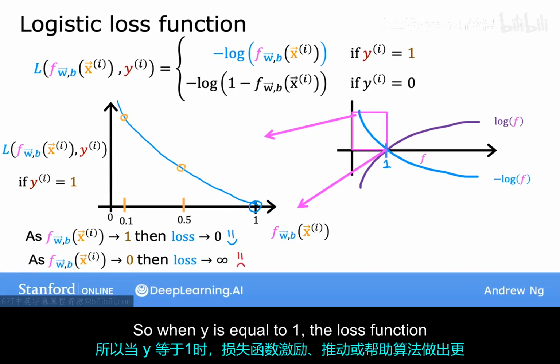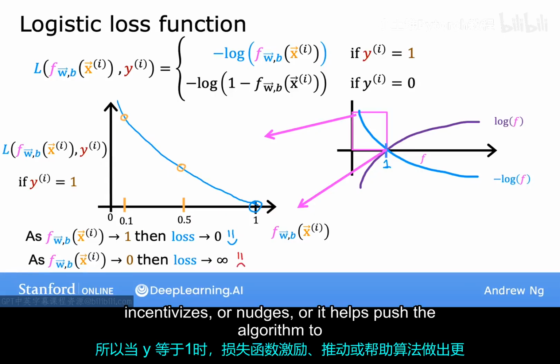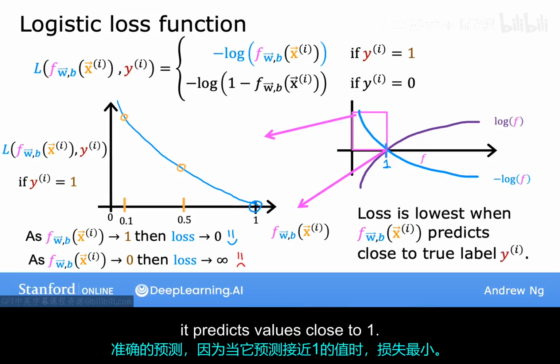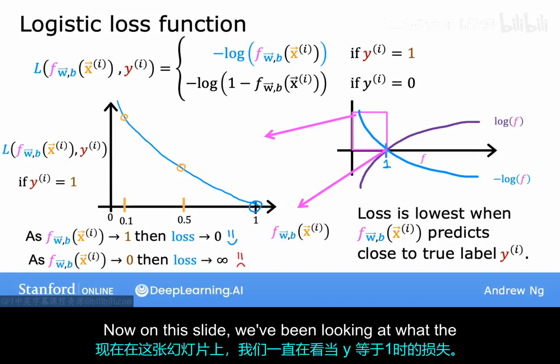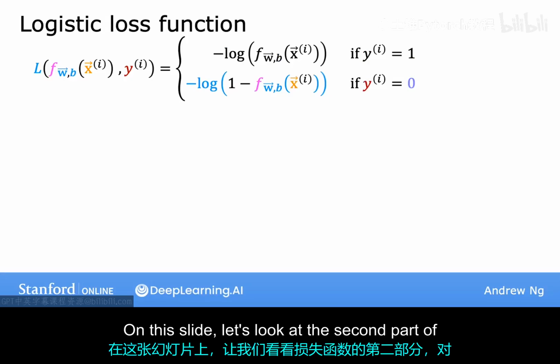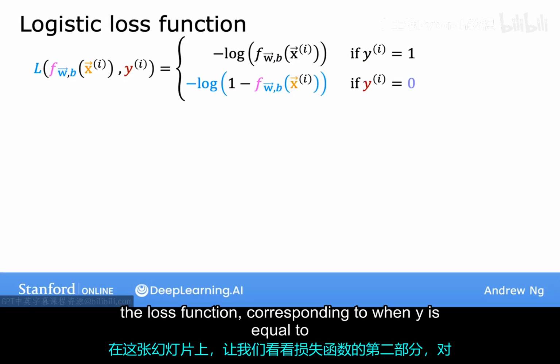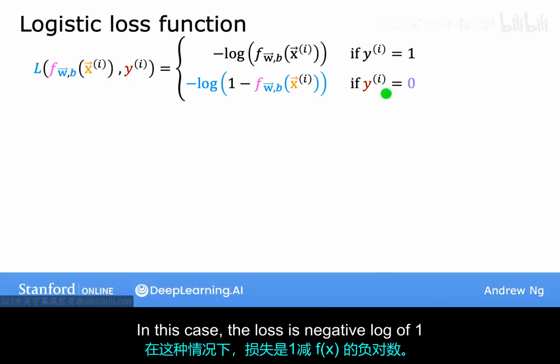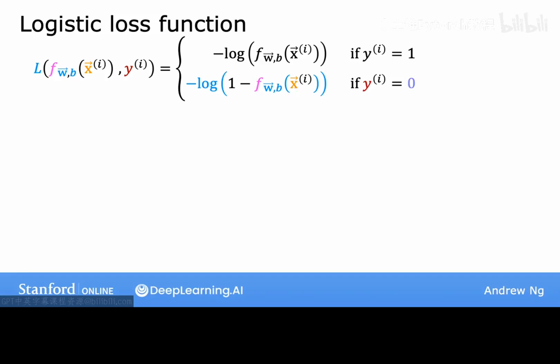So when y is equal to 1, the loss function incentivizes or nudges or helps push the algorithm to make more accurate predictions because the loss is lowest when it predicts values close to 1. Now on this slide, we've been looking at what the loss is when y is equal to 1. On this slide, let's look at the second part of the loss function corresponding to when y is equal to 0. In this case, the loss is negative log of 1 minus f of x.